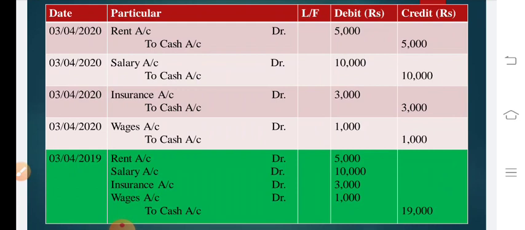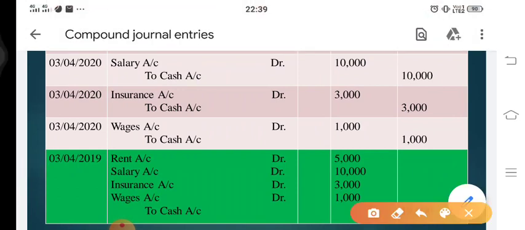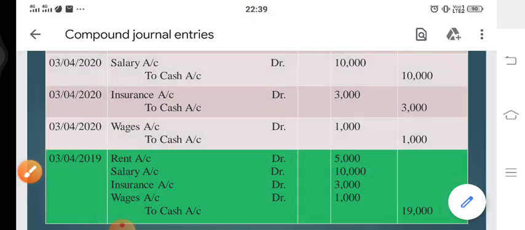Rent account debit to cash account 5,000. Salary account debit to cash account 10,000. Insurance account debit to cash account 3,000 and wages account debit to cash account 1,000. Now here also, instead of passing these separate entries, we can see that in all the entries cash is credited.